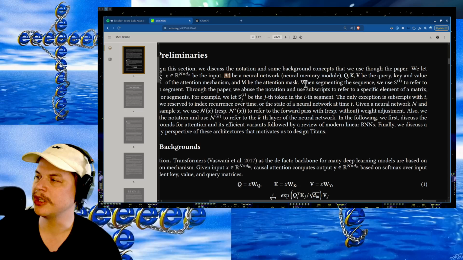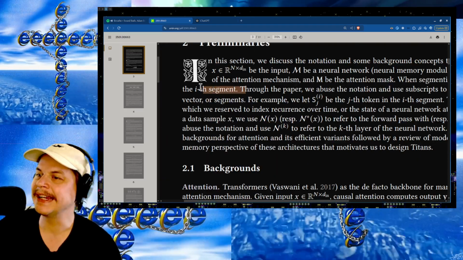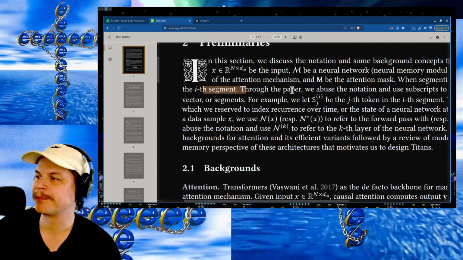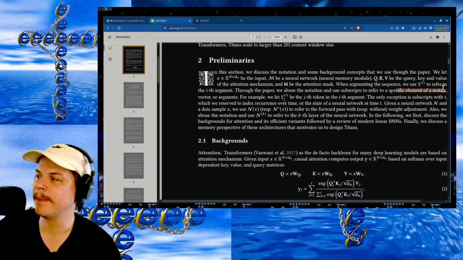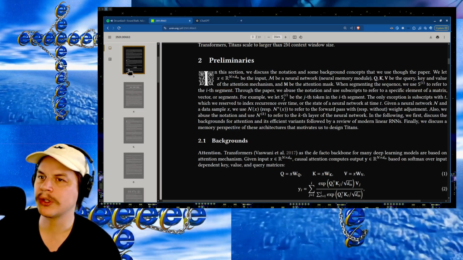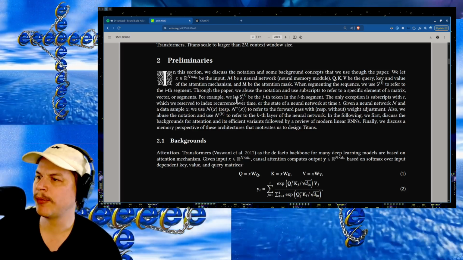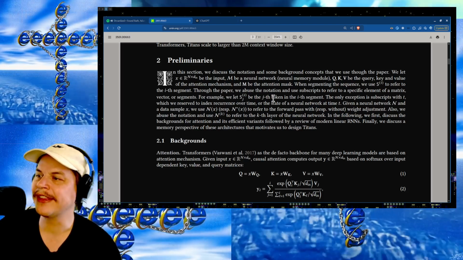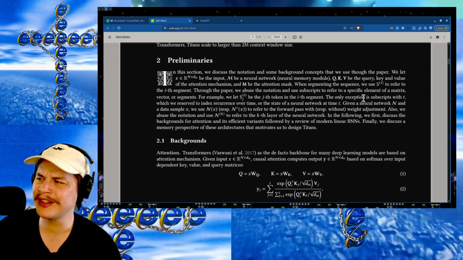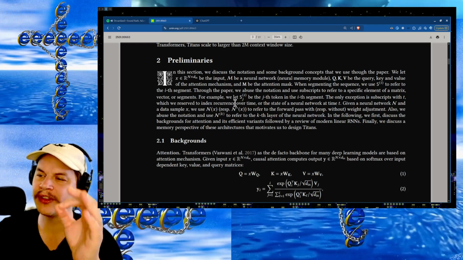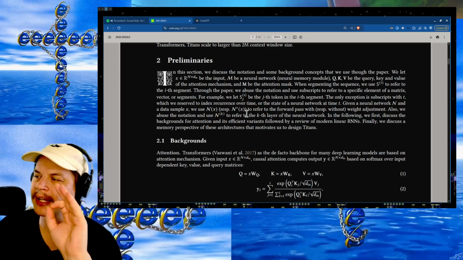When segmenting the sequence, we use S^(i) to refer to the ith segment. Throughout the paper, we use subscripts to refer to specific elements of the matrix. Okay. Actually, can I hide this thing? Yes, I can. That makes it a lot better. For example, we let S^(i)_j be the jth token in the ith segment. Okay, cool. The only exception is subscripts with t, which is reserved for the index of recurrence over time, or the state of the neural network at time t.